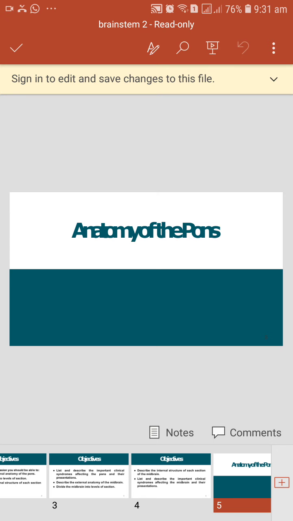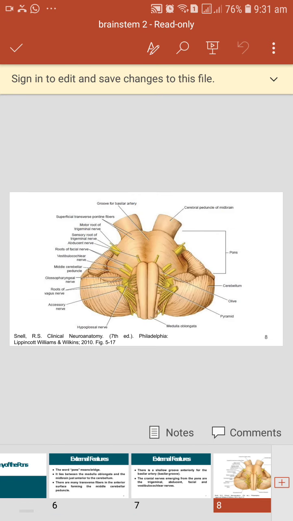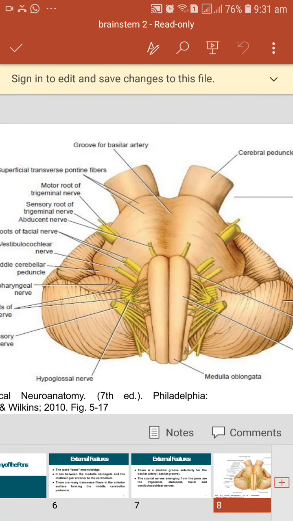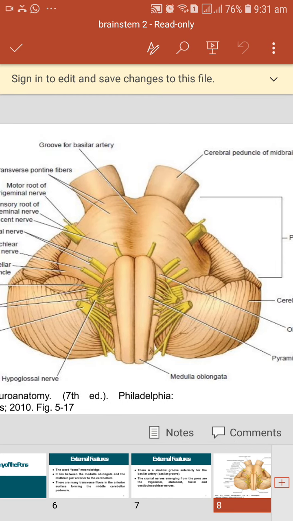As you have already understood the gross features of the pons, now I will tell you about the internal structure of the pons. As you already know, the pons has a ventral portion as well as a dorsal portion. In the ventral portion, you can appreciate its cranial nerve nuclei.